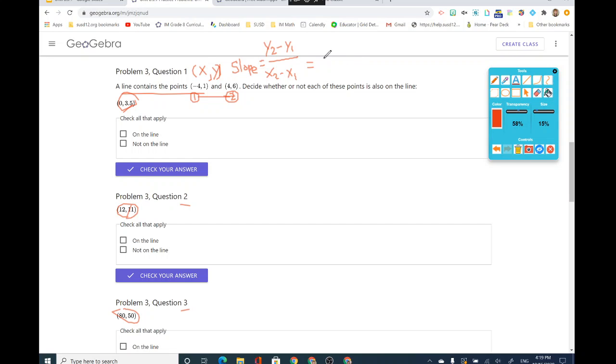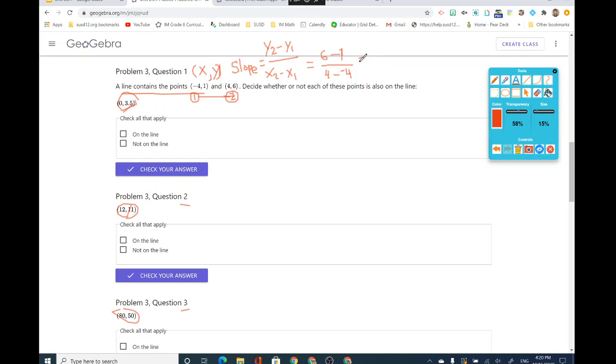y2 is equal to 6. And then y1 is equal to 1. So 6 minus 1, I'm just filling in this formula. 6 minus 1 divided by x2 is 4 minus x1 is negative 4. You should be doing this on your piece of paper. Don't just wait for me to get the answer and then copy me. Make sure you do it yourself.